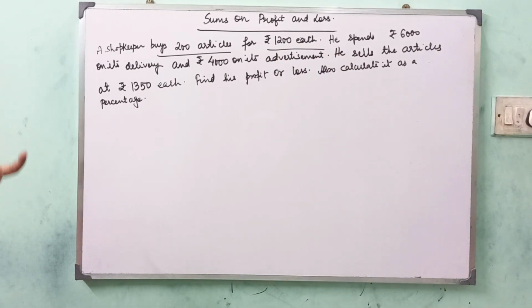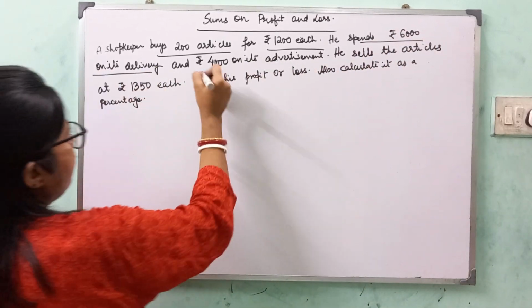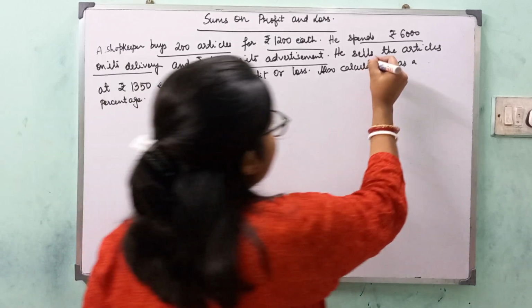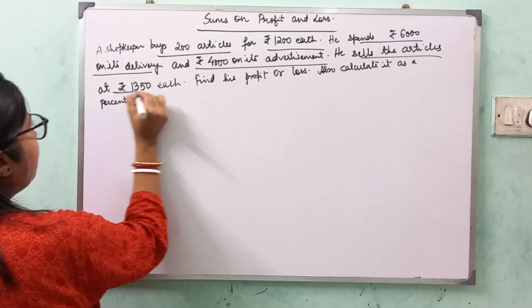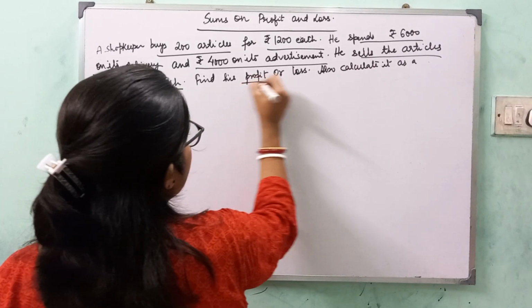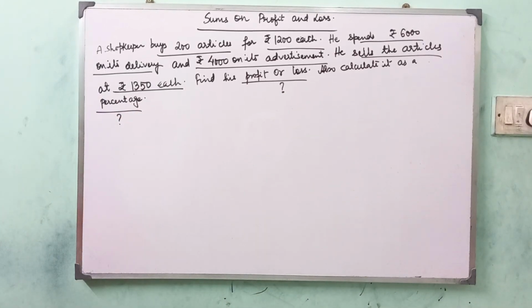I am highlighting the important parts of the question. He buys 200 articles for rupees 1200 each. He spends 6000 on its delivery, 4000 on its advertisement. Then he sells the articles at rupees 1350 each. Okay, so we have to find out his profit and loss and also the percentage on it.